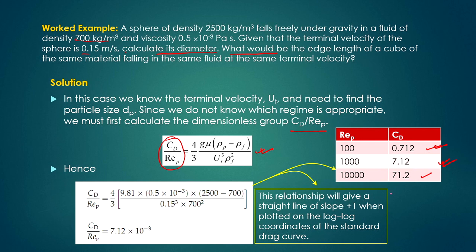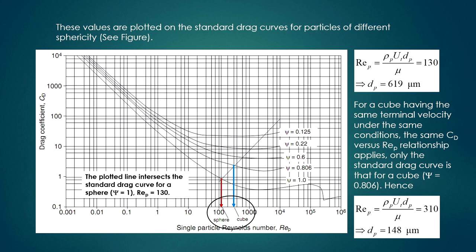After having this, let us see this one. This is the standard CD versus REP curve, and here you will see that this is a log-log graph. So, it is not that we have log CD and log REP; here it is the log-log graph itself. This is the intersection point that we have obtained here. This is the straight line as per the different values of CD and REP. So, this is the intersection point, and from this intersection point we get the corresponding value of REP.